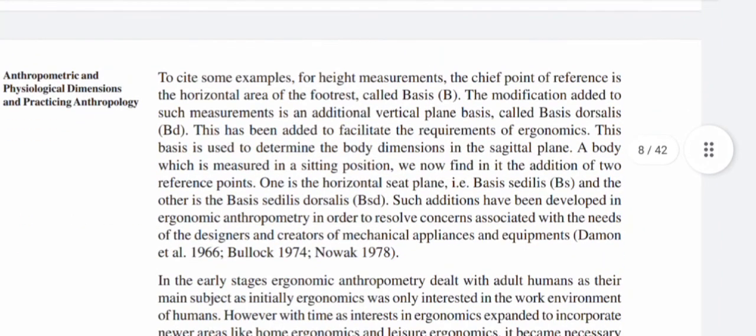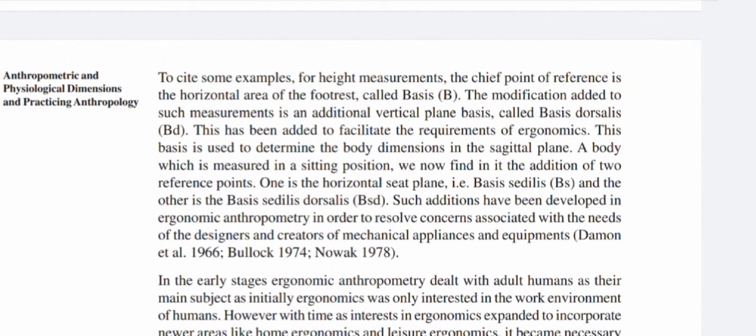To cite some examples, for height measurements, the chief point of reference is the horizontal area of the foot rest called basis B. The modification added to such measurements is an additional vertical plane, basis dorsalis, B small d. This has been added to facilitate the requirements of ergonomics. This basis is used to determine the body dimensions in the sagittal plane.